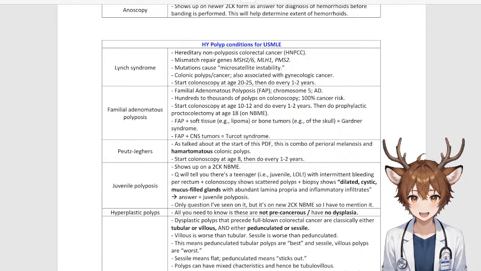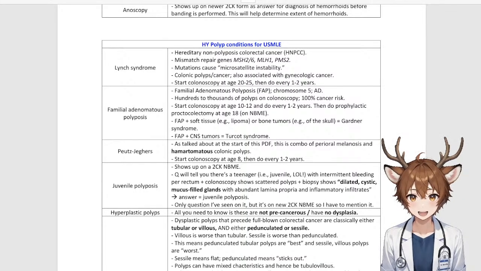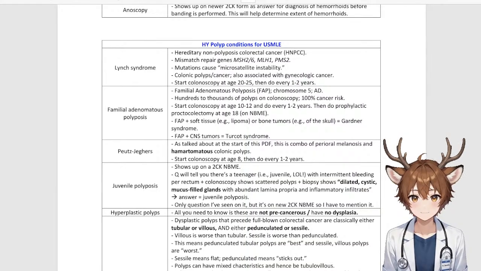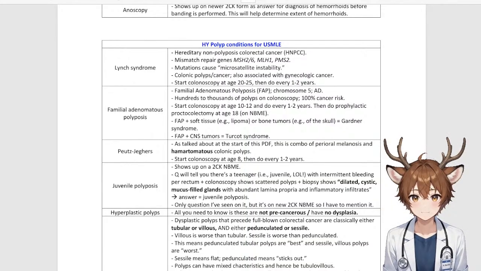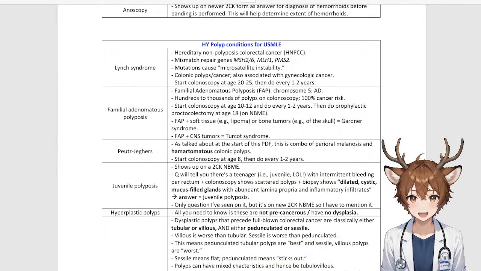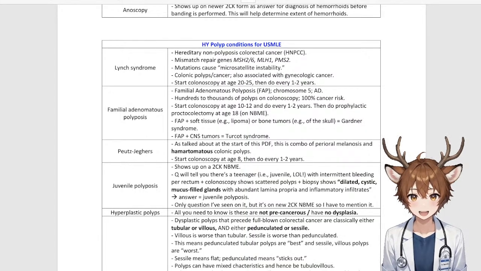Familial adenomatous polyposis, or FAP. So FAP, chromosome 5, autosomal dominant. Hundreds to thousands of polyps on colonoscopy, 100% cancer risk. Start colonoscopy at age 10 to 12 and do every 1 to 2 years. Then do a prophylactic proctocolectomy at the age of 18 on NBME.